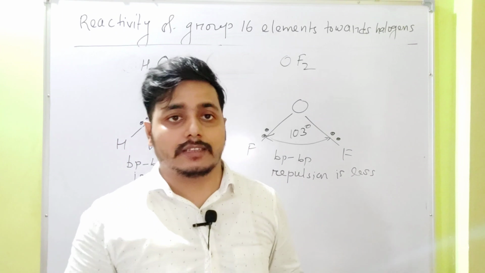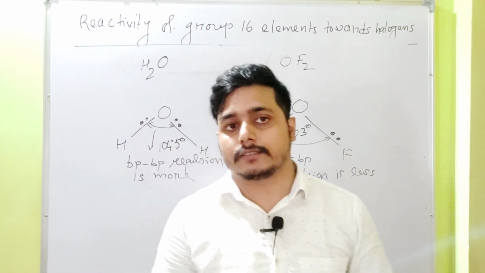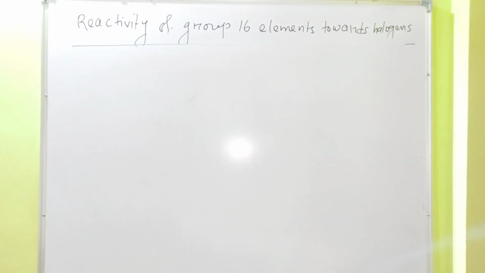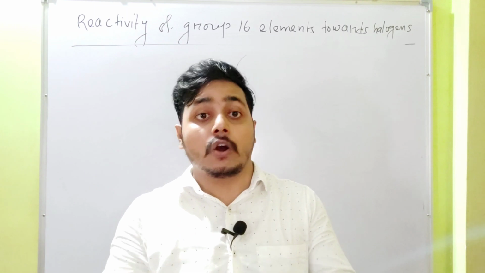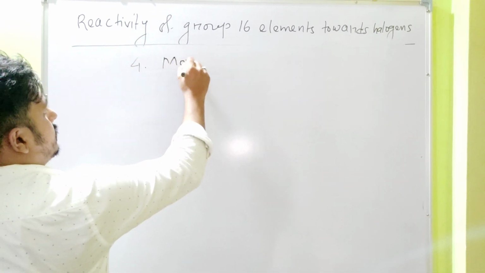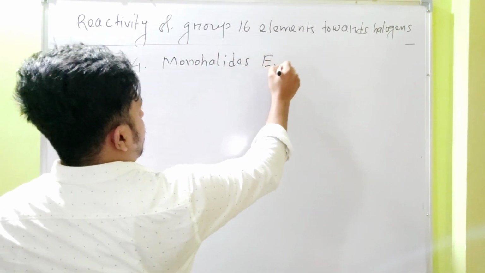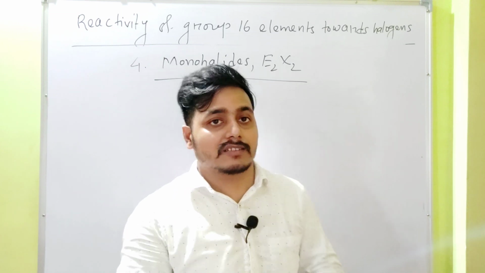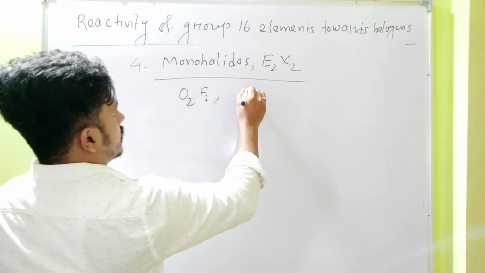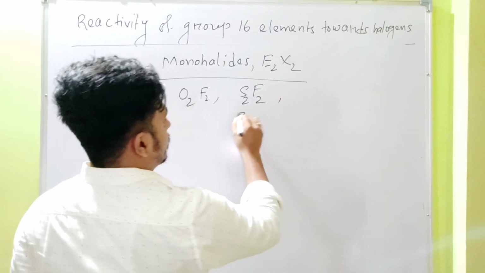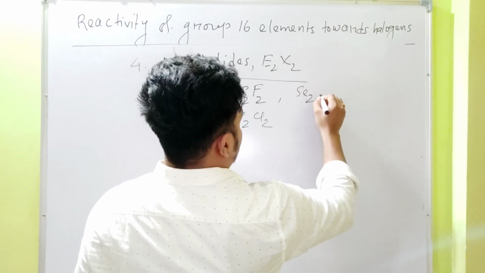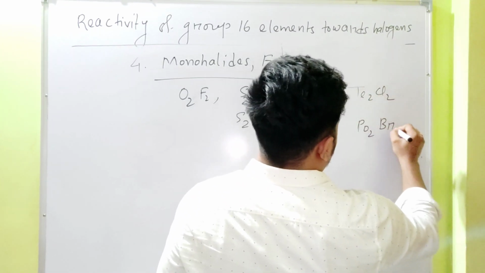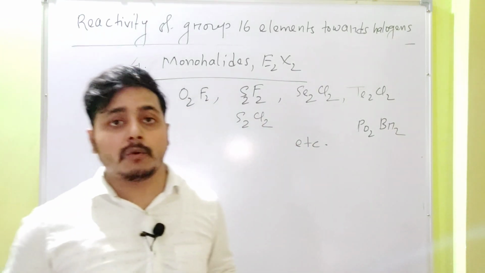Next I discuss monohalides. Number 4, monohalides, E2X2. All the elements of group 16 form monohalides. Some examples are O2F2, S2F2, S2Cl2, Se2Cl2. So these are some examples of monohalides.